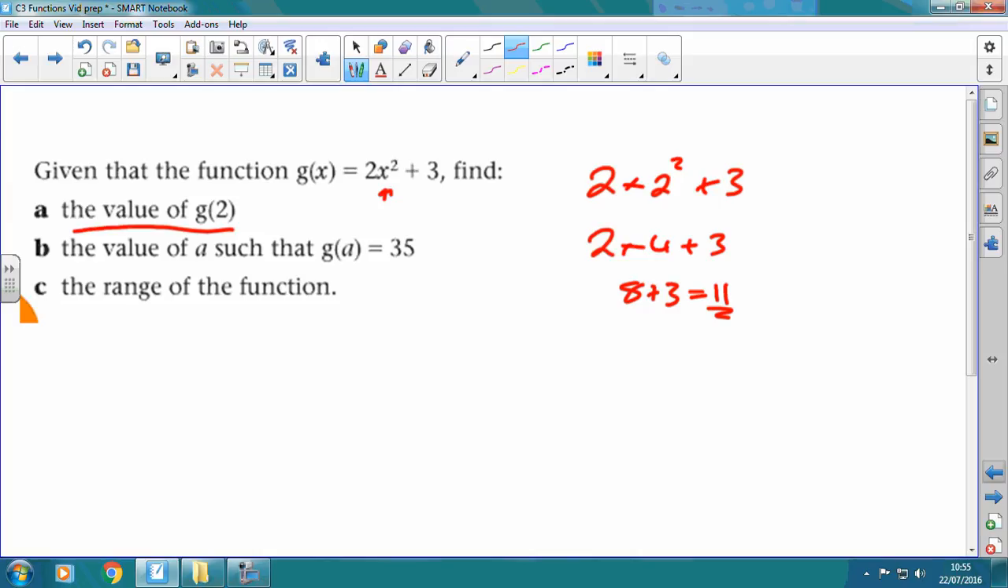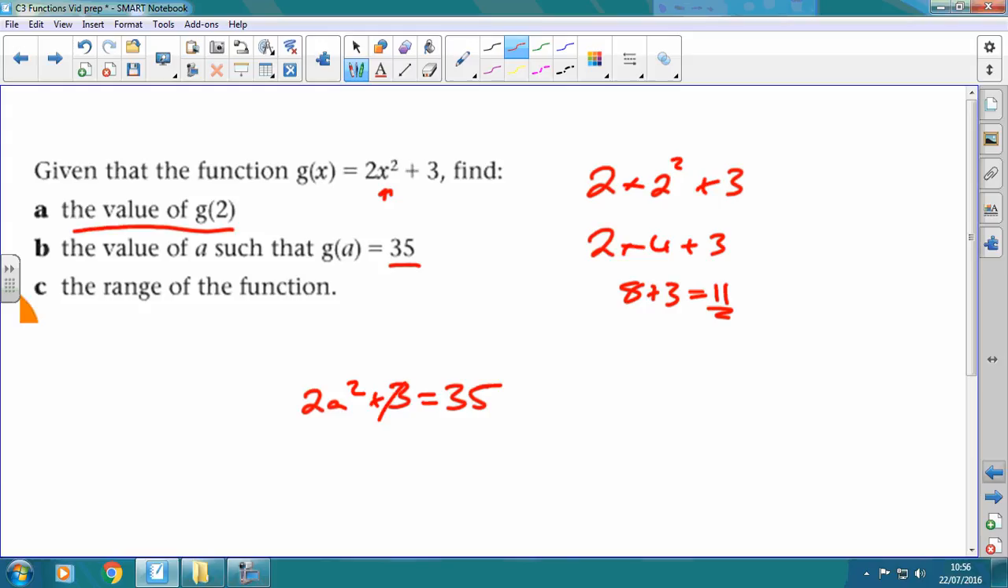Okay, so now what we're going to do is exactly the same thing, but we're going to set it equal to 35 and find out what value of x that is. So we've got 2x squared plus 3 equals 35. Or 2a squared, to be in line with the question.